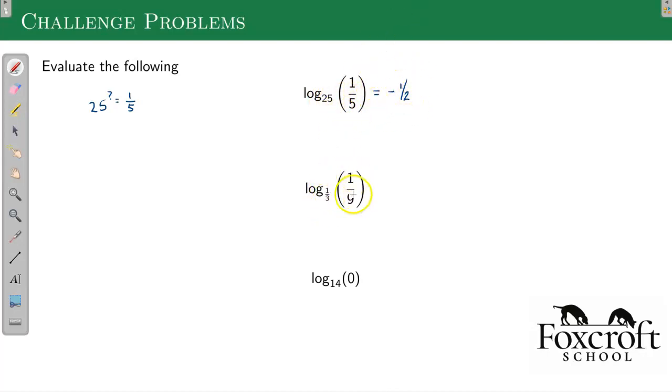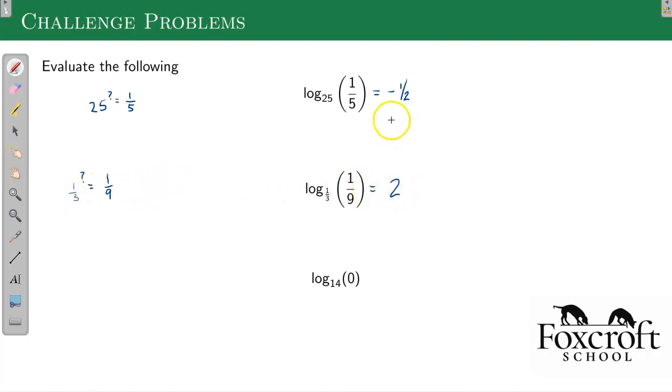All right, 1/3 to the what equals 1/9. One mistake you might make in this one is thinking that you need a negative because you have a fraction here. The reason this one does not have a negative is because you started out with a fraction already. So we have 1/3 to the what equals 1/9. We can just look at the bottom. How do we get from 3 to 9? We square it. So this is just 2.